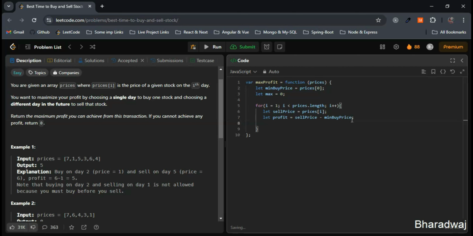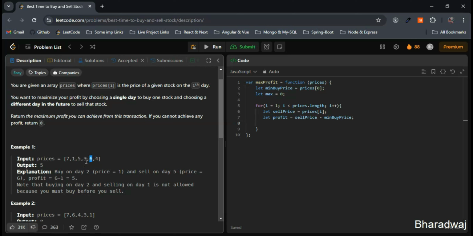Sorry, not this one; I'm doing the same thing again. After this, let's update the max profit if the current profit is greater than the previously stored max profit. While we are iterating, when we reach this price and subtract, the profit that we get is 4. Next, the profit that we get is 5 when we come here.